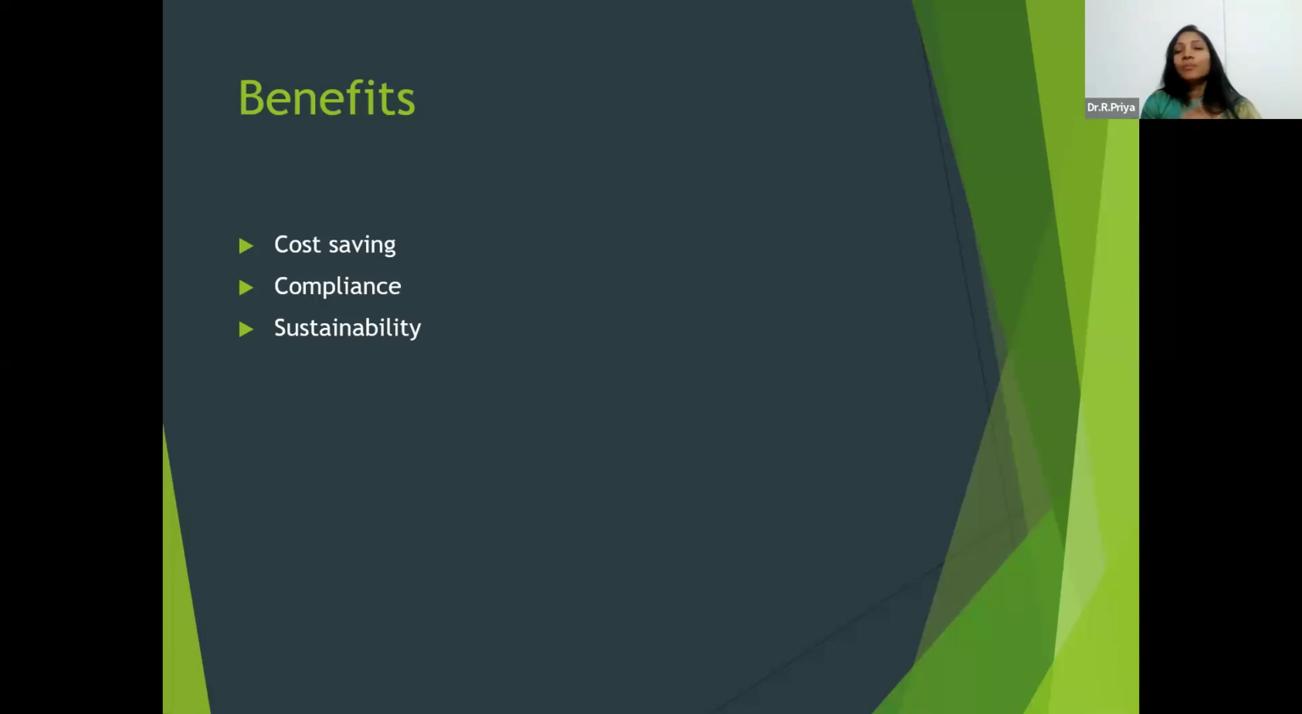Then sustainability ensures that industries can continue operating in the long term without damaging natural resources. So by reducing pollution, conserving energy and using renewable materials, the companies protect the environment while building a responsible and future-ready business. These benefits make green manufacturing a smart engineering and business strategy for modern industries.